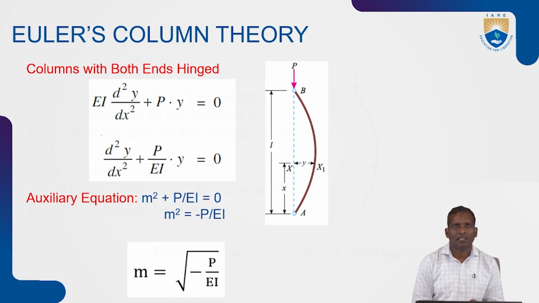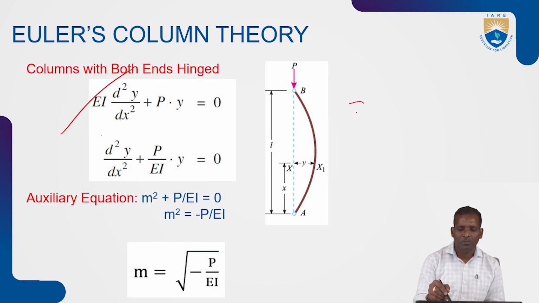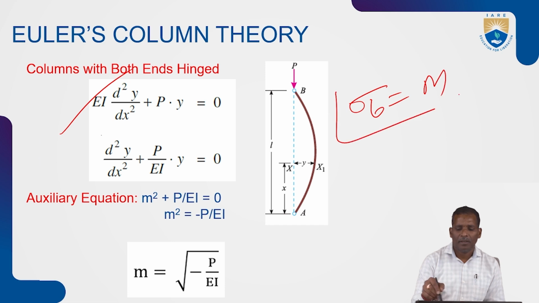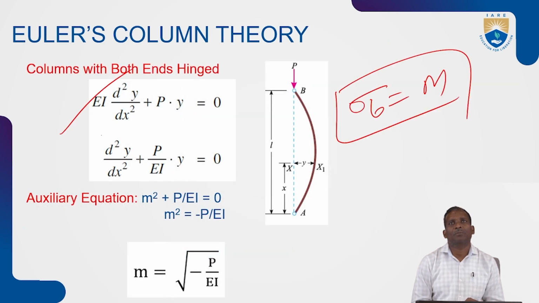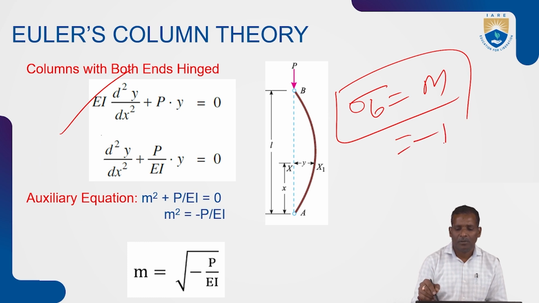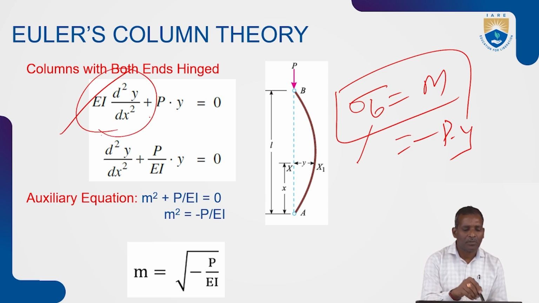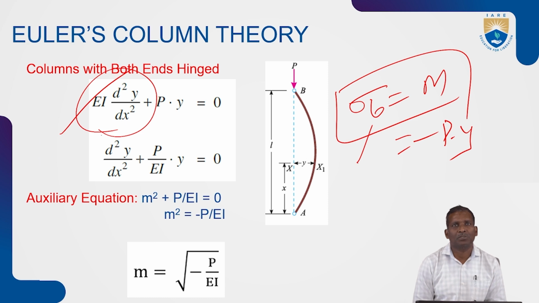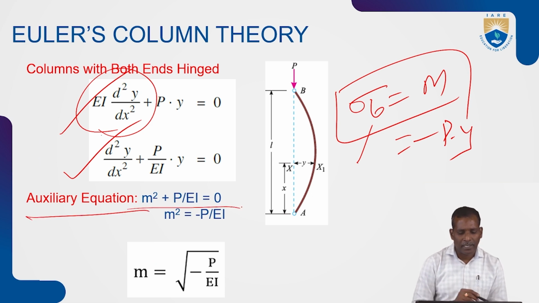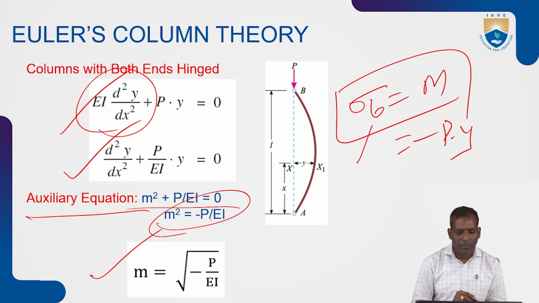So this is the stress sigma B, equal to the moment due to the critical load. Already we know that is P into y, which we derived in the bending stress equation. So EI d²y/dx² + P y = 0. So d²y/dx² + (P/EI) y = 0. The auxiliary equation we can write like this, and m is the square root of minus P by EI.